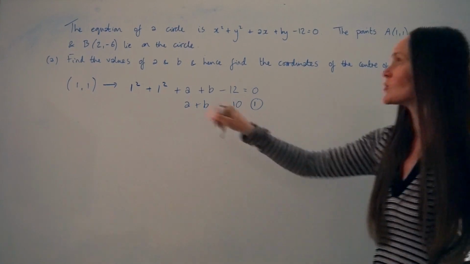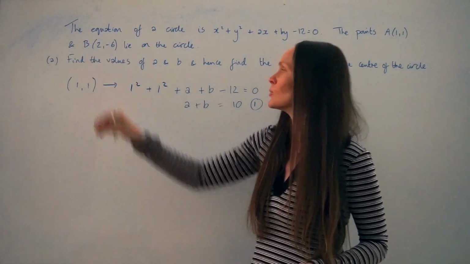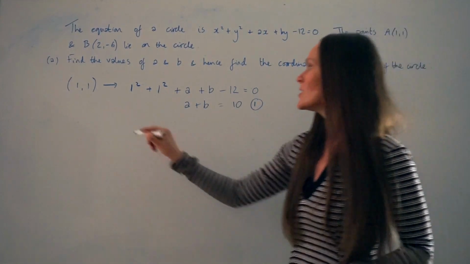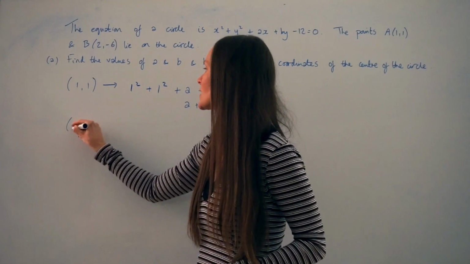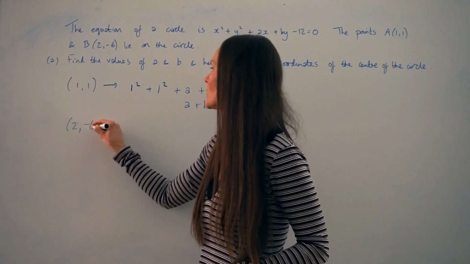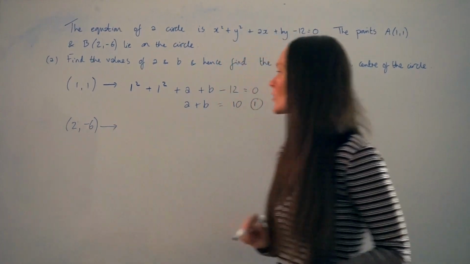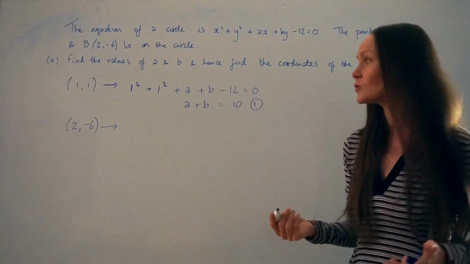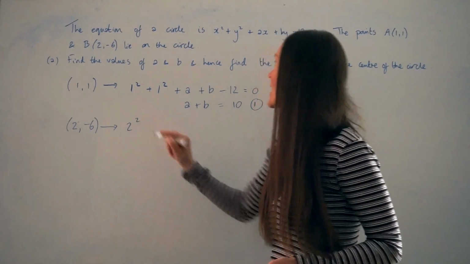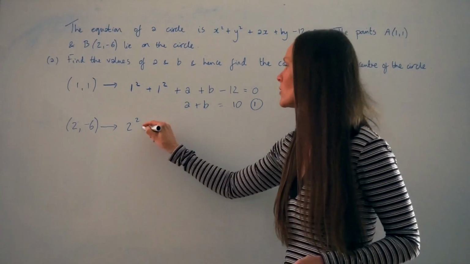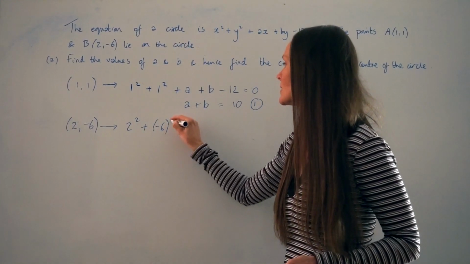Now I'm going to substitute the other point, these coordinates, into the equation of the circle. So this time I need to change the x values to 2 and the y values to negative 6. Okay, so instead of x squared, we've got 2 squared. Instead of y squared, we've got negative 6 squared.